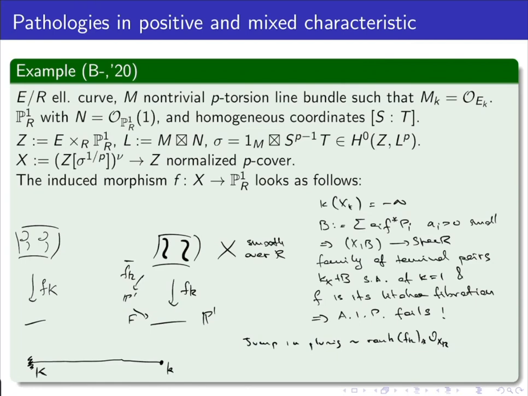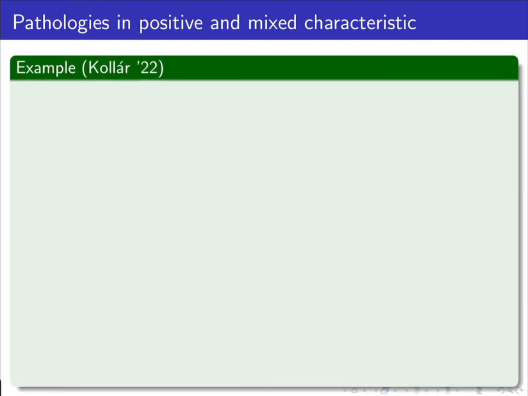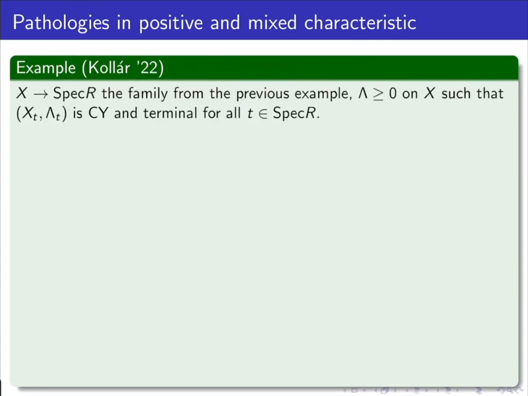All right. So the second example is due to Kollár, and it's obtained starting from the first one. So we take X to spec R, the family from the previous example, and we let lambda be an effective divisor on X, such that the fibers now are Calabi-Yau and terminal for all t in spec R. Basically, lambda is obtained like B, but you take fewer points, or you diminish the coefficients even more. And then we let L be the log canonical divisor of the previous example, so K_X plus B, the one that induces this very strange fibration.